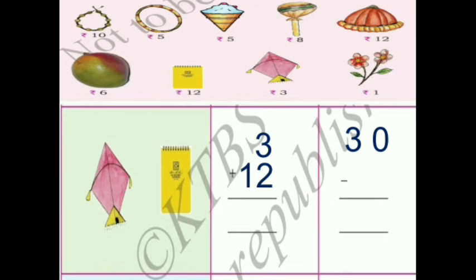Now we should add both of these. In units place we have 3 and 2. 3 plus 2 is equals to 5. Next we should add tens place. In tens place we have only 1. So we should write 1 in tens place. Therefore the cost of kite and book is 15 rupees. Now we should find out the remaining amount. Now we should subtract 15 from 30.